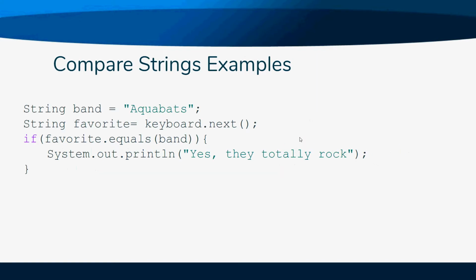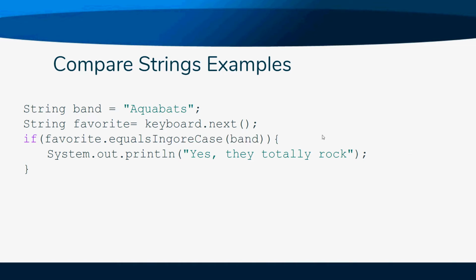I did! Yay! Okay, so here I have string band equals Aquabats, because of course that's my favorite band of all times. String favorite equals, and they're just getting some information from the keyboard. And then I'm going to see if those two are equal, and I have to use this dot equals. So it says if favorite dot equals band, then system.out.print, "Yes, they totally rock." That means you agree with me. So in this particular situation, they would have to type this in exactly like this with an uppercase A in order to get it to print out this if statement. Otherwise it wouldn't.